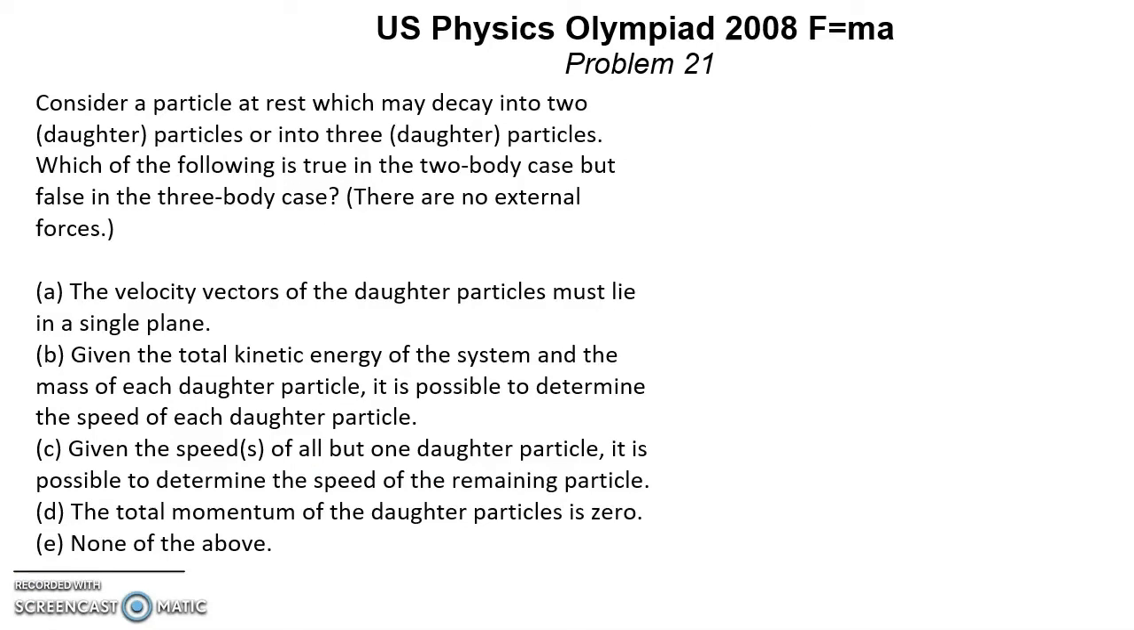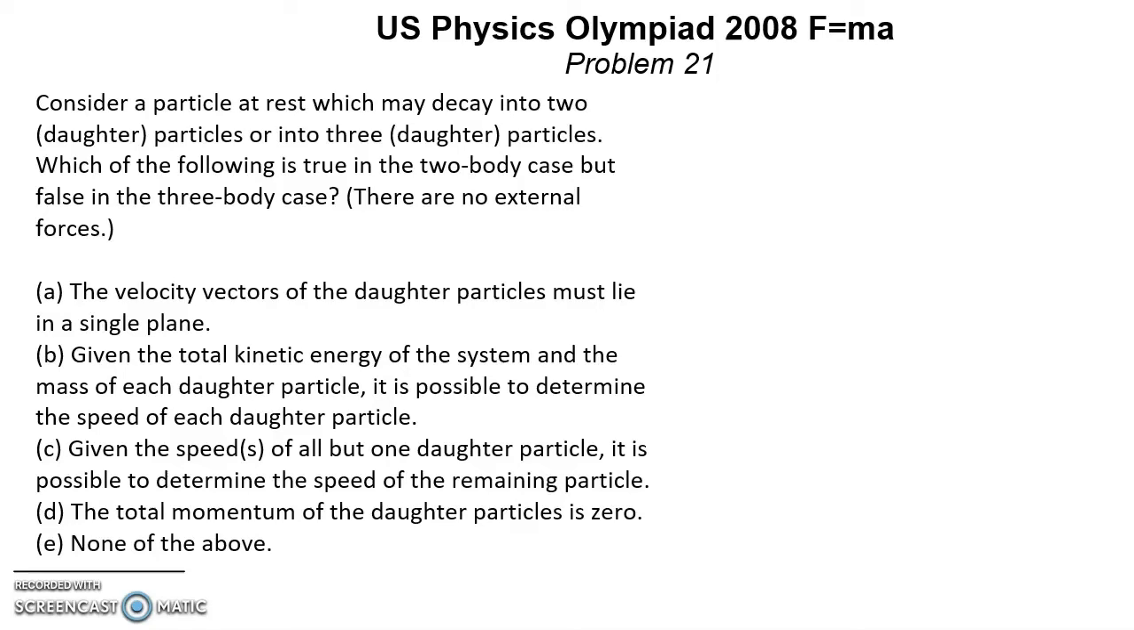Problem number 21. Consider a particle at rest which may decay into 2 daughter particles or into 3 daughter particles. Which of the following is true in the 2-body case but false in the 3-body case? There are no external forces. A. Velocity vectors of the daughter particles must lie in a single plane. For 2 particles, of course this is true, because both velocities lie in a single line due to momentum conservation. For 3 particles, suppose that 2 particles lie in one plane and the 3rd particle's momentum does not belong to this plane.